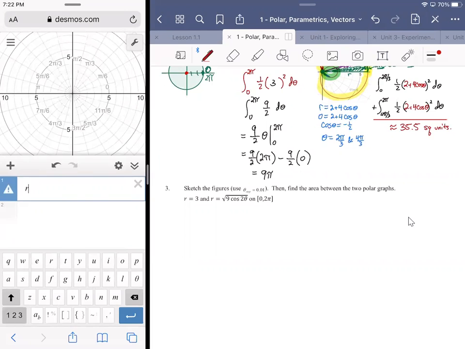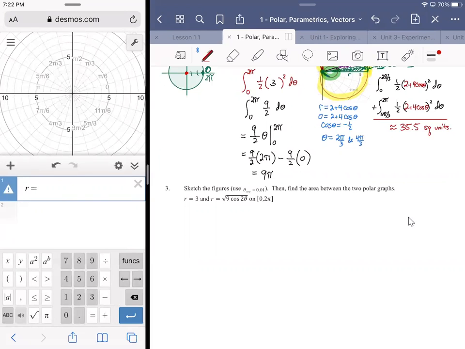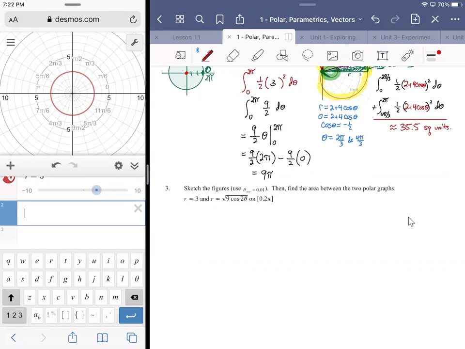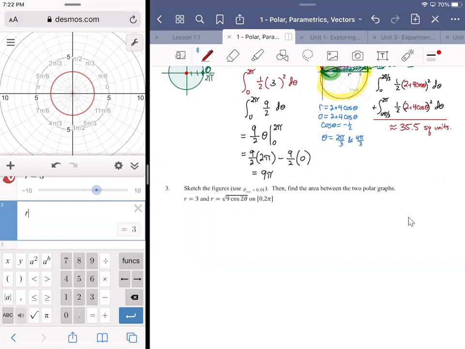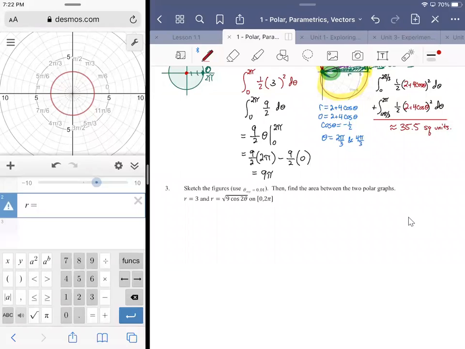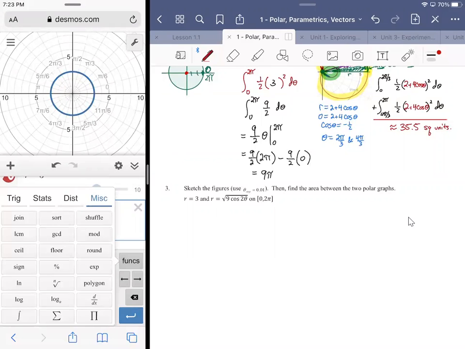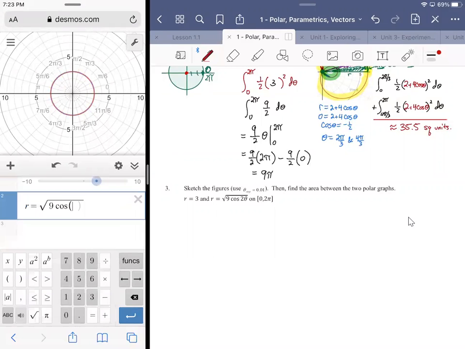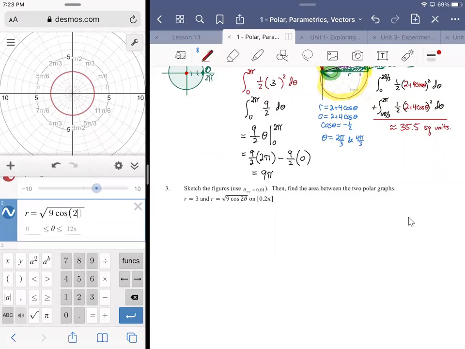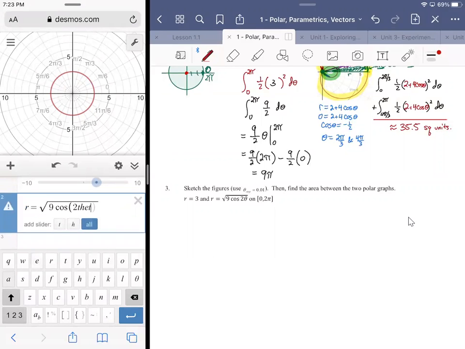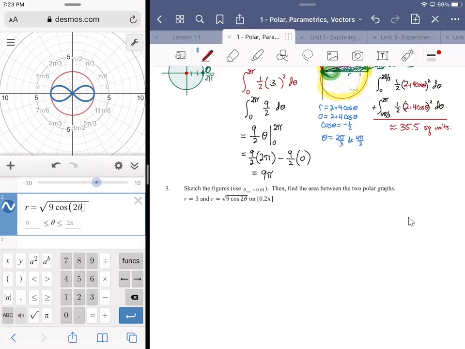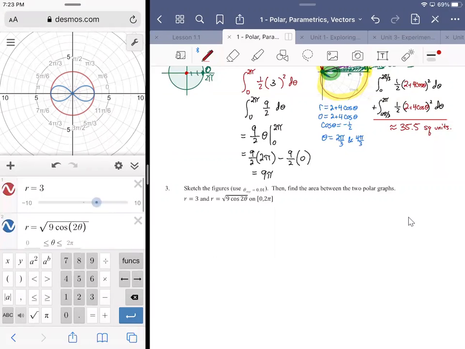R equals 3 is one equation. Now, I want R equals, so let me show you how this plays out. Square root of 9 cosine 2 theta, on 0 to pi, so that part's fine. All right, so we have two R values here.